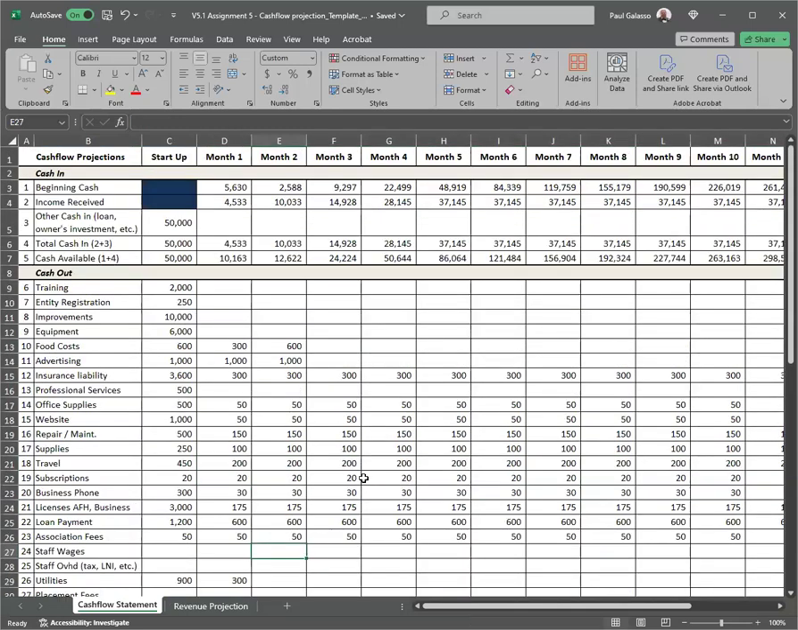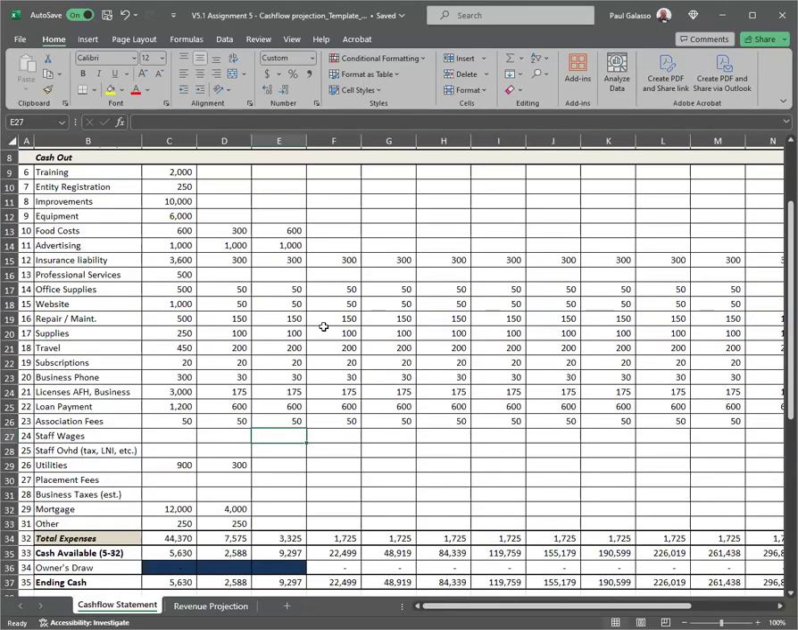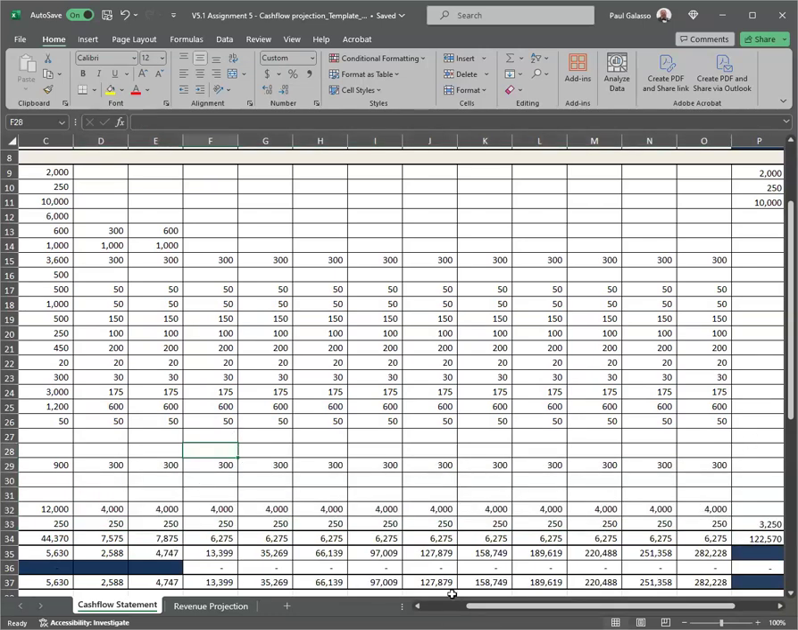Now we get to staff wages on month two. We only have two residents on month two, and we have two caregivers, you and your spouse. So therefore we feel that we don't need to hire a new staff person. So we'll leave that blank in month two. We also will leave the staff overhead blank in month two. Now we have the utilities, the mortgage, and other. So we're going to go ahead and highlight those and extend those all the way out to month 12. All right.